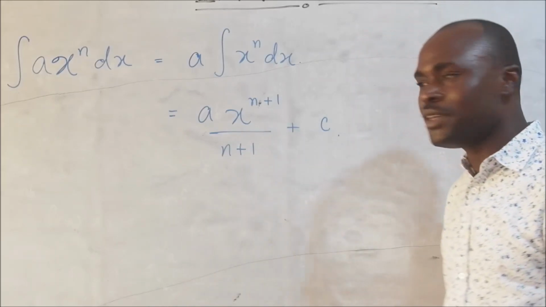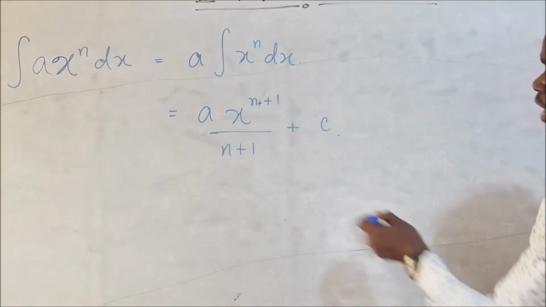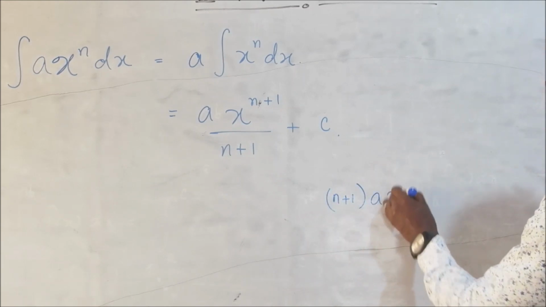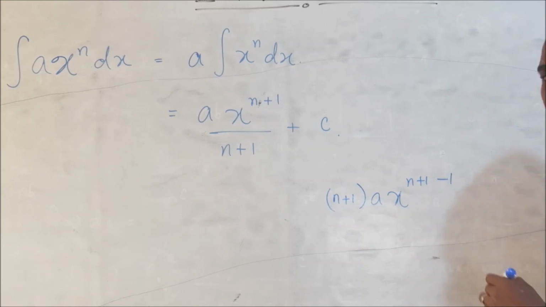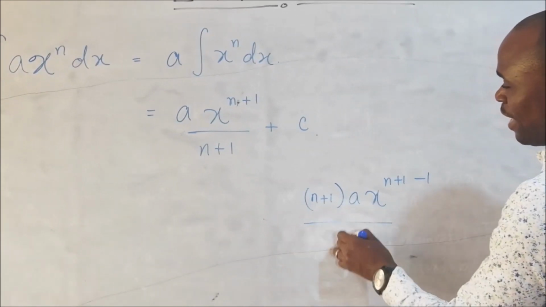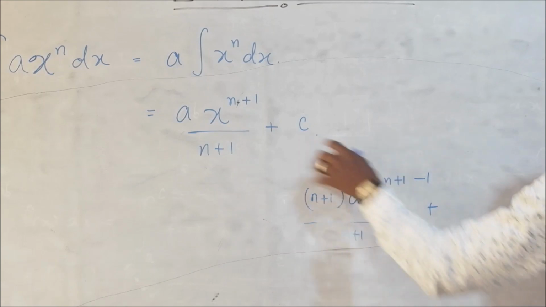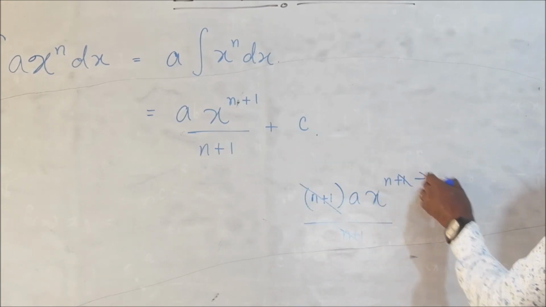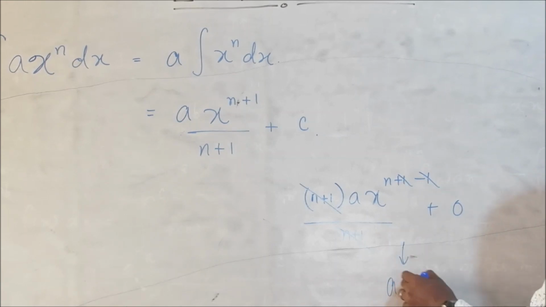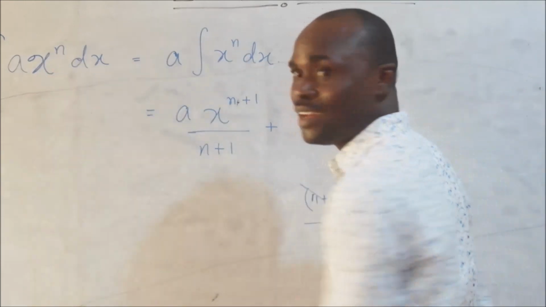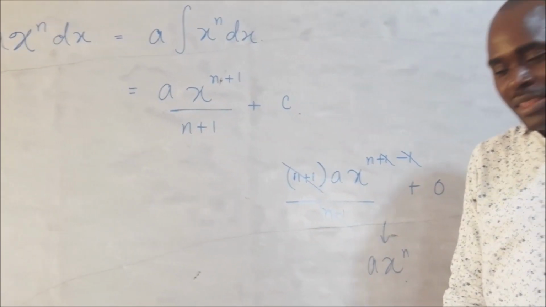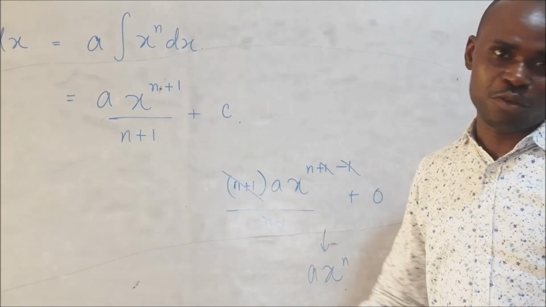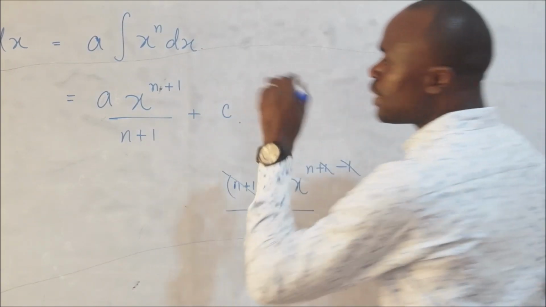So this is what you have when you do this. When we differentiate this, you have a times n plus 1 times x raised to the power of n plus 1 minus 1, you remember differentiation in my video, divided by n plus 1. Then if you differentiate the constant, it gives us 0. The n plus 1 cancels n plus 1, and we have x raised to the power of n left, which is the original thing. So differentiation is a reverse process of integration, and integration is also a reverse process of differentiation. No big deal. So take note of this formula.